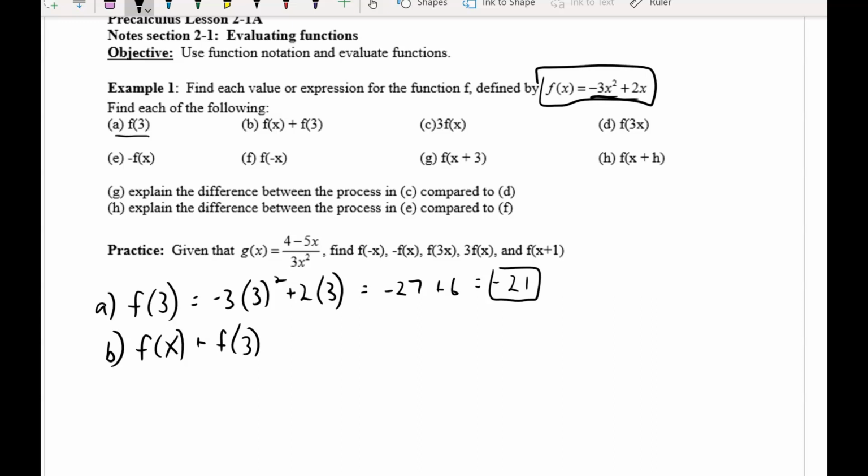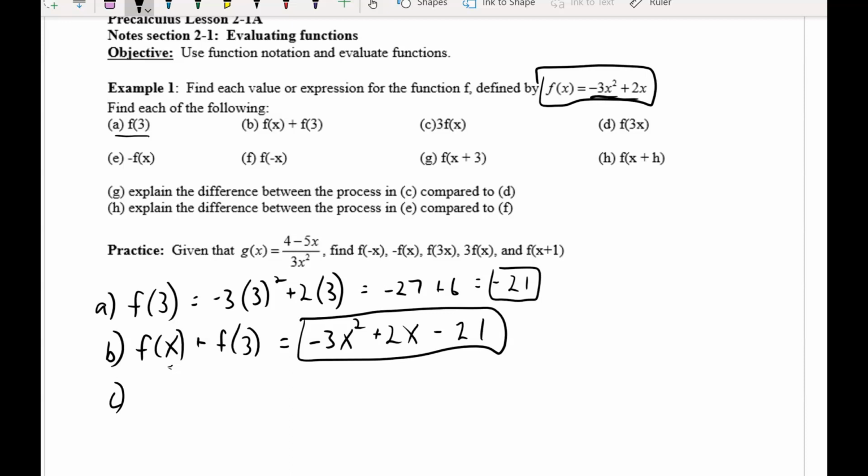Well, luckily we've already worked through f of 3. So f of x is going to be negative 3x squared plus 2x, and it doesn't say to replace x with anything there, it just says to write it. Plus f of 3 would be plus negative 21. So the final answer would just be, changing plus and negative to really subtraction, so minus 21. And that's it. You can't go any farther.